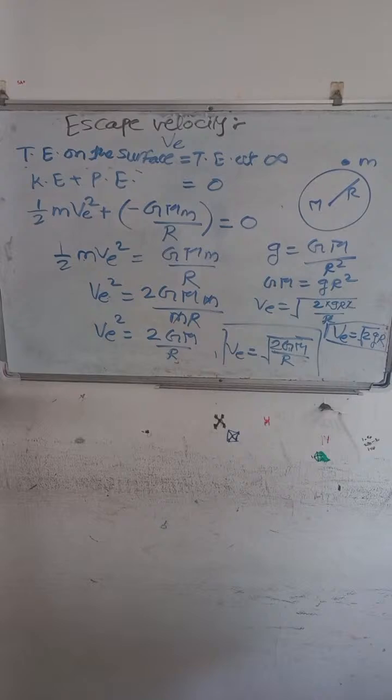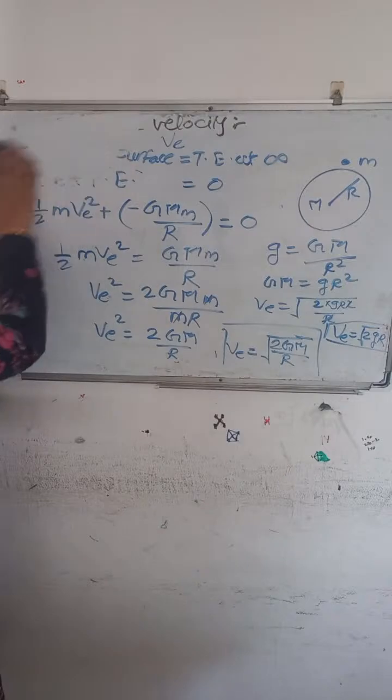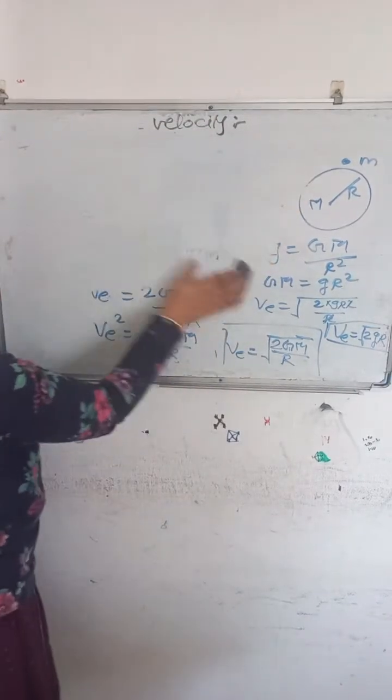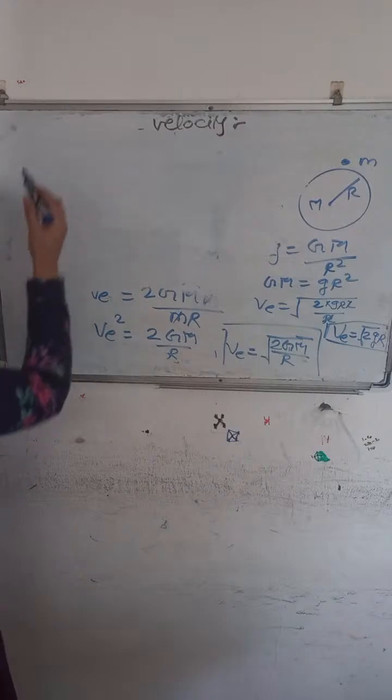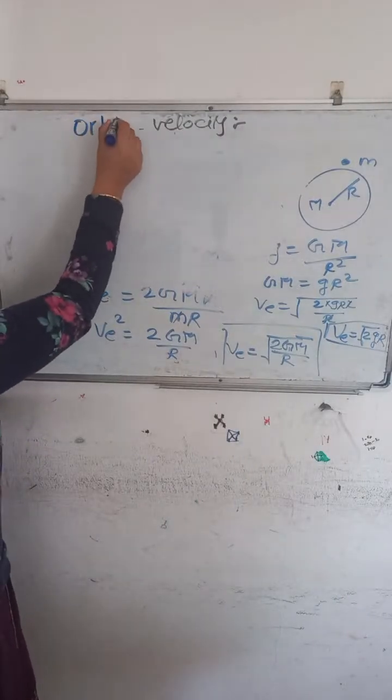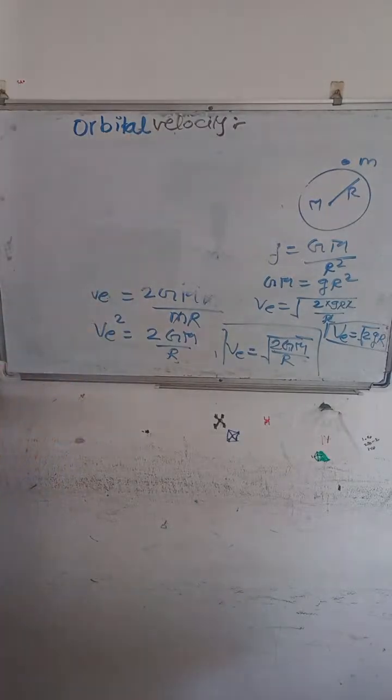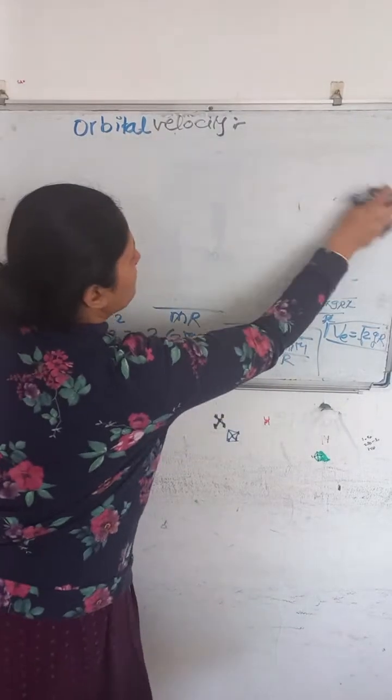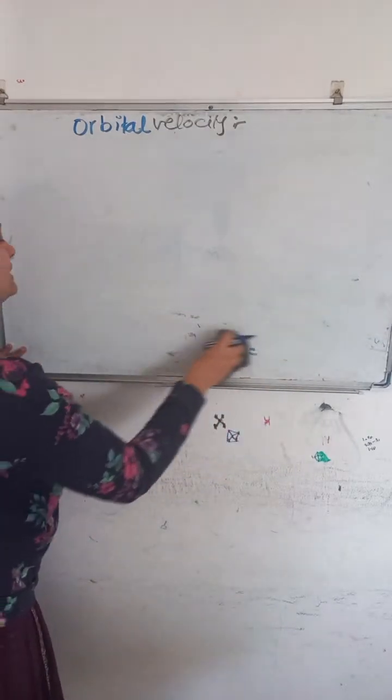Finished? Okay, then we will go for the next derivation, that is orbital velocity. Orbital velocity we denote as v naught, and escape velocity we denoted as ve. Now we are discussing the orbital velocity. This is also a very important point from the point of view of the exam.